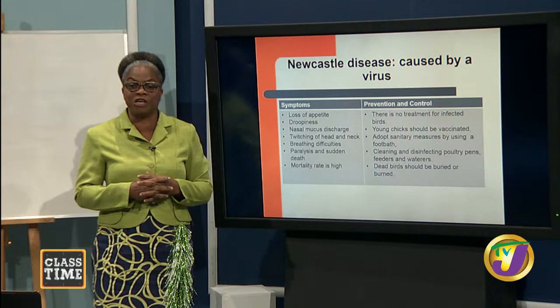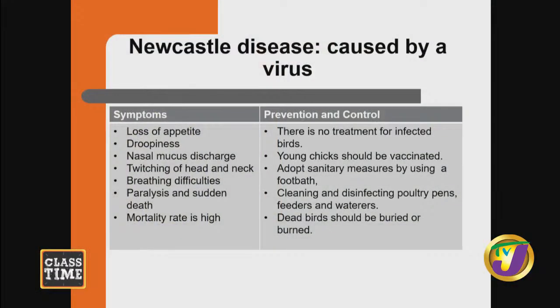So for Newcastle disease, the symptoms that you're going to be able to see, the chickens are going to have loss of appetite, droopiness, nasal mucus discharge, twitching of head and neck, breathing difficulties, paralysis and sudden death. Mortality rate is high. Prevention and control. There is no treatment for infected birds. Young chicks should be vaccinated.